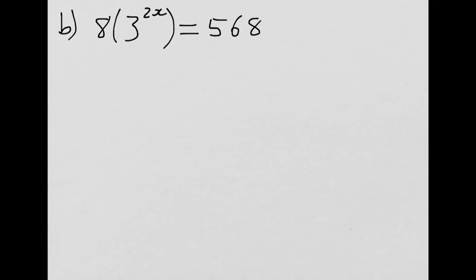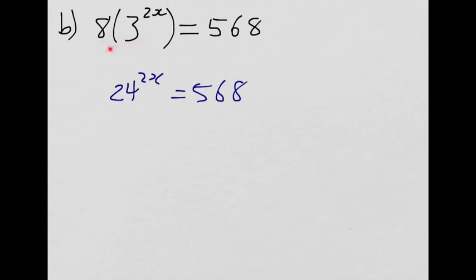8 times 3 to the 2x equals 568. What do I do? Question, can I go, well, 8 times 3 is 24, so 24 to the 2x equals 568? Can I do that? No. You can't. But you can divide out that 8, 568 divided by 8. You cannot multiply these two values together. You can't combine these unless they have the same base.